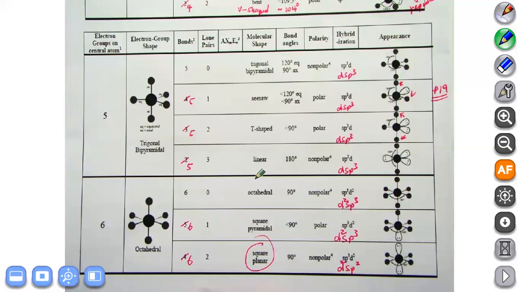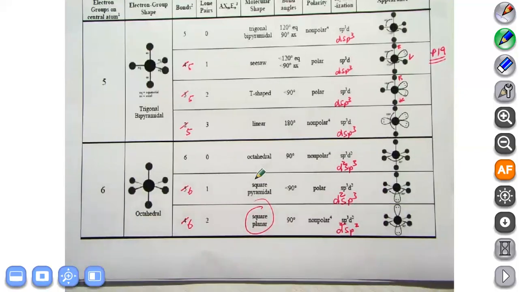Let's talk about 6 domains. The 6 domains, 6, 0, is called the octahedral. Okay, it will look like this. So you have a square in the equatorial position. You have axial, axial. The bond angle would be 90. It is called octahedral because if you were to connect all the vertices, you end up with 8 faces.